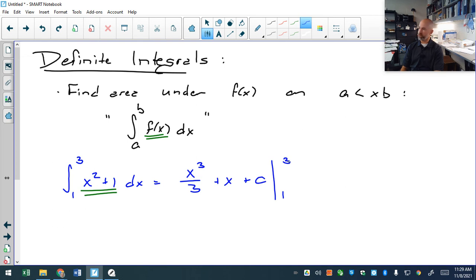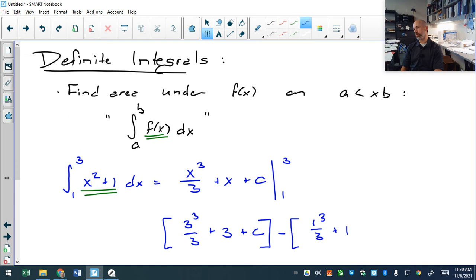You evaluate it by plugging in the top number first. So I'll do 3 cubed over 3 plus 3 plus the c, minus, then we plug in the 1. 1 cubed over 3 plus 1 plus c. And then you do the arithmetic to clean it up. That's your shortcut. That's your antiderivative approach for finding the area under a curve.